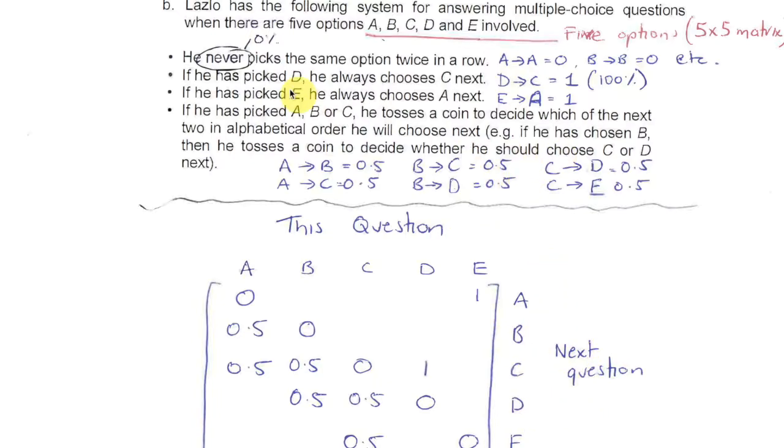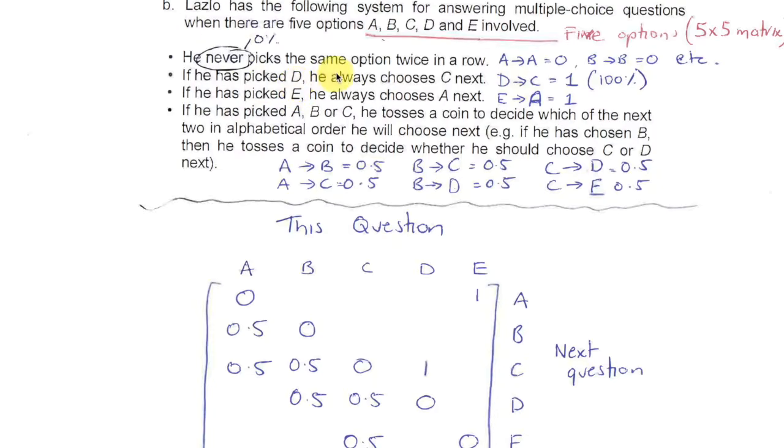Let's work our way through. He never picks the same option twice in a row. So if we chose A, there's a 0% chance it would choose A again. If we chose B, there's a 0% chance it would choose B again, and so on. So across this leading diagonal, we have zeros, and that's from the first dot point.